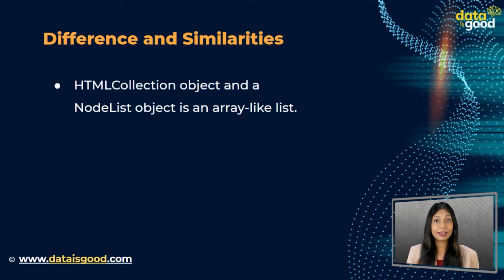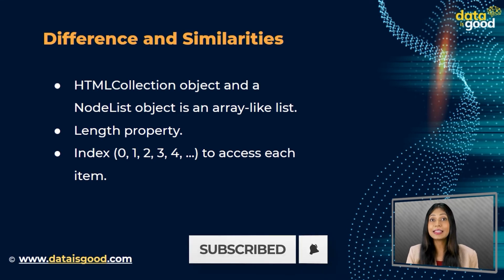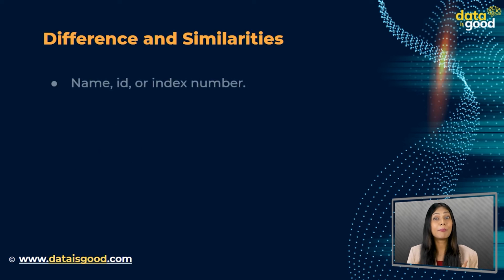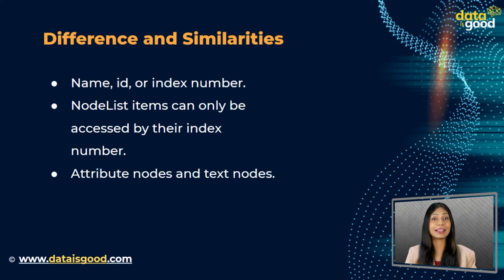Both an HTML collection object and a node list object are an array-like list or collection of objects. Now, both have a length property defining the number of items in the list or collection. Both provide an index 0, 1, 2, 3, 4, and so on to access each item like an array. HTML collection items can be accessed by their name, ID, or index number. Node list items can only be accessed by their index number. Only the node list object can contain attribute nodes and text nodes.